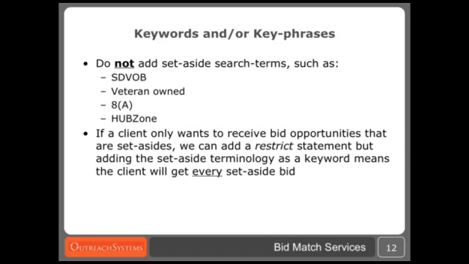If your client truly only wants 8A set-aside bids, then we could add that as a restriction. But often we recommend against this, because wouldn't a client also want to know if there's a perfect bid for them that didn't happen to be 8A set-aside? Wouldn't they still want to match upon it? So generally speaking, the set-aside search terms really don't have a place in the search profile. It's great that your client is 8A and can bid on 8A set-aside bids, but these are not terms for the search profile.